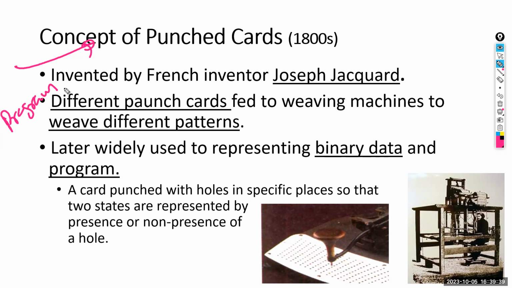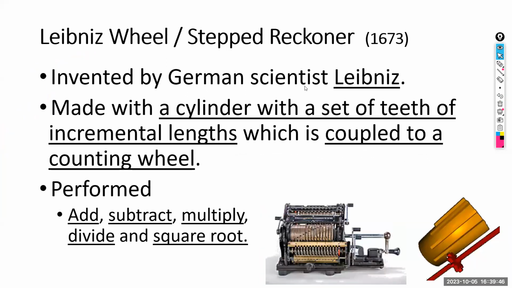Now remember, when it comes to the earlier devices, there was nothing called program. For example, with the Leibniz wheel, these levers are used, so we still have to manipulate them. The only thing is some mechanisms are used.